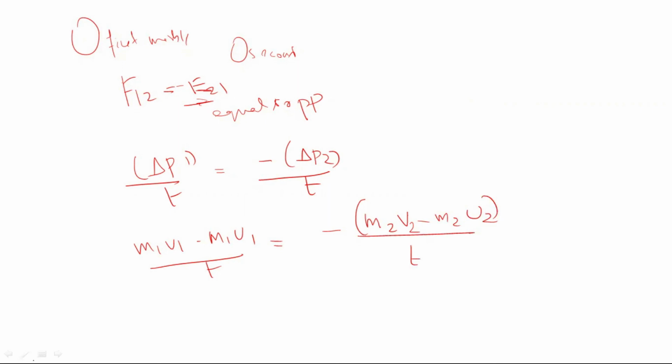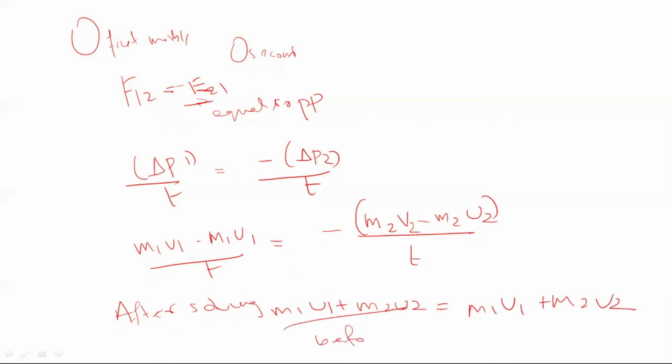You cancel t, then multiply throughout by minus and by solving the above, we get m1 u1 plus m2 u2 is equal to m1 v1 plus m2 v2. This is before collision equal to after collision.